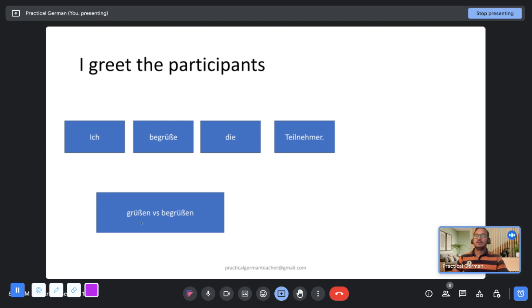Anyone else have questions? What's the difference between grüßen and begrüßen? Again, I'm just giving you a few examples. You have to do the homework. When you learn a verb, think about it: grüßen is, for me, lower order. Begrüßen is higher order. I use begrüßen when I'm greeting many people and I want to be more formal. Okay.